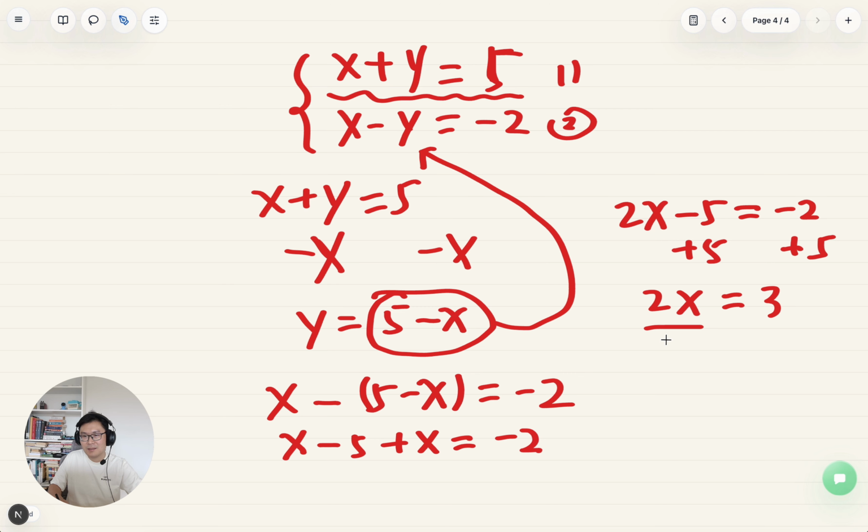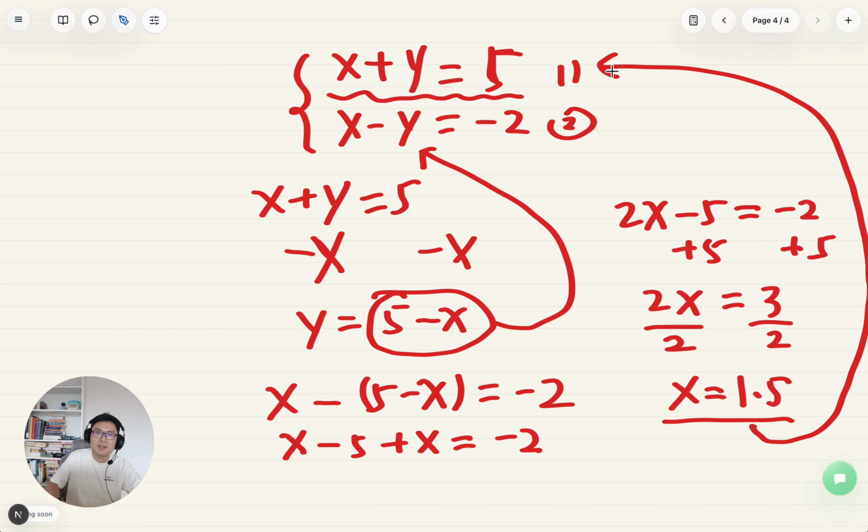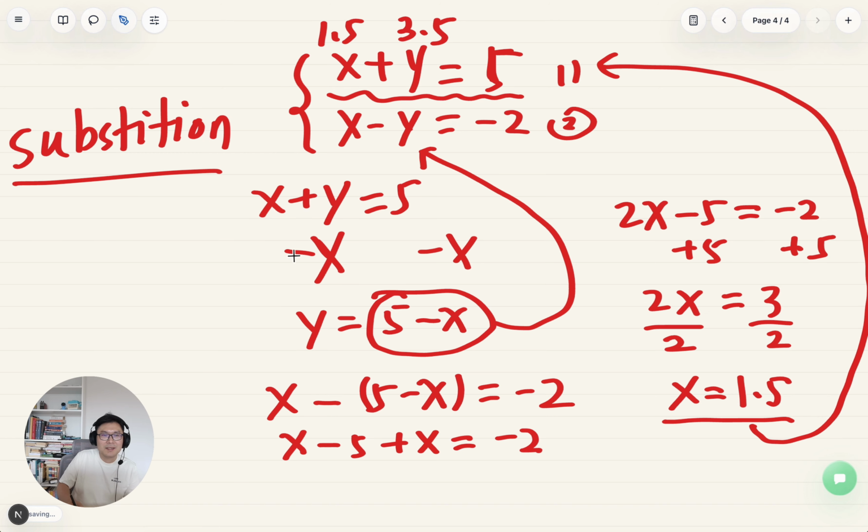And then divide the left side by 2 and the right side by 2, we get x is equal to 1.5. Once you get the value of 1.5, just plug it back in the first equation. X is 1.5. It's very easy for you to find out that y actually is equal to 3.5. So this method is called substitution, right? Just find the expression of y and then plug it in the second equation, and then get the value of x, and then plug the value of x back into the first equation and get the value of y.